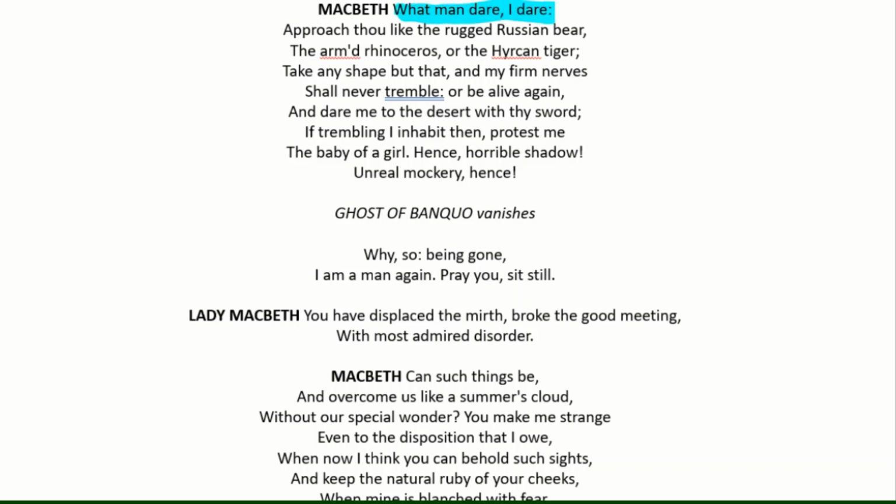And then the ghost vanishes. "Why so, being gone, I am a man again. Pray you, sit still." He says he's returned to being a man.